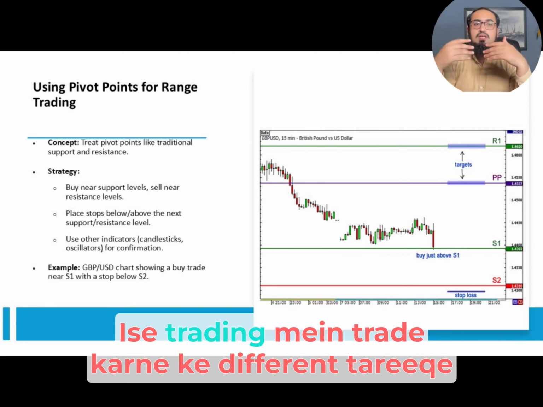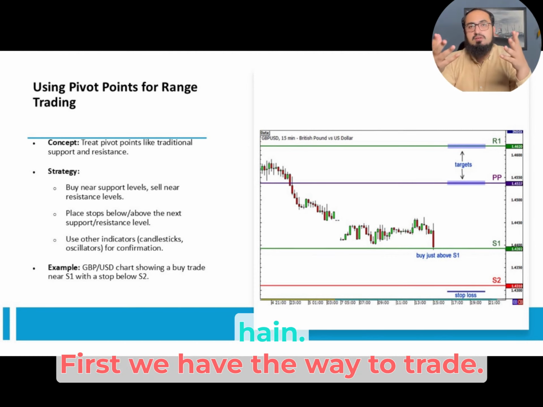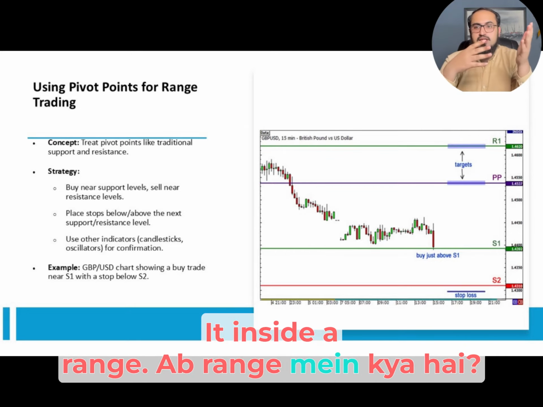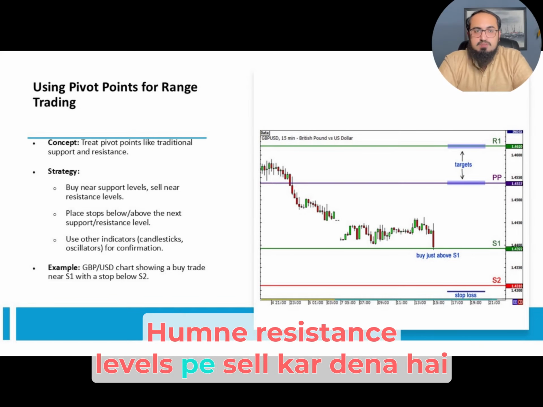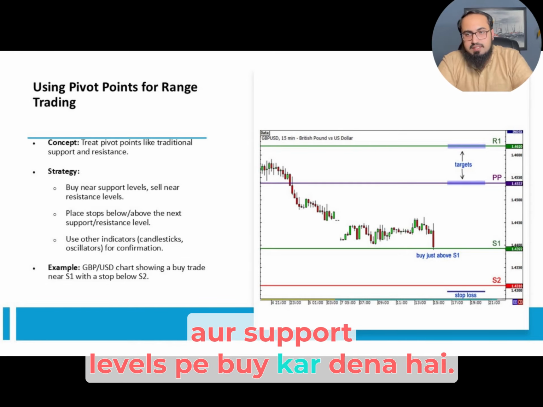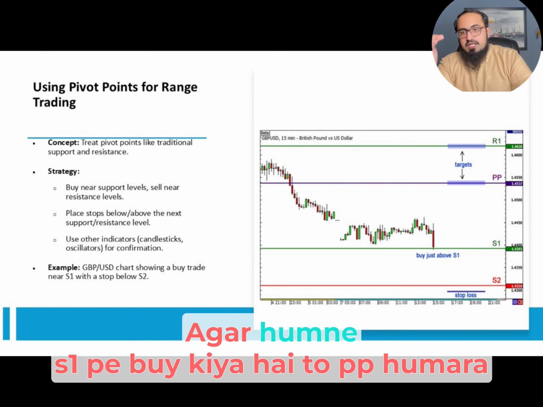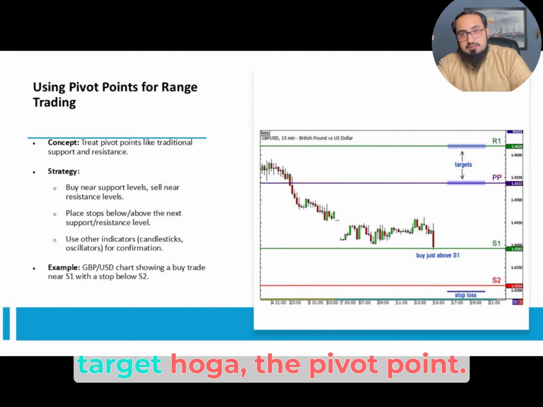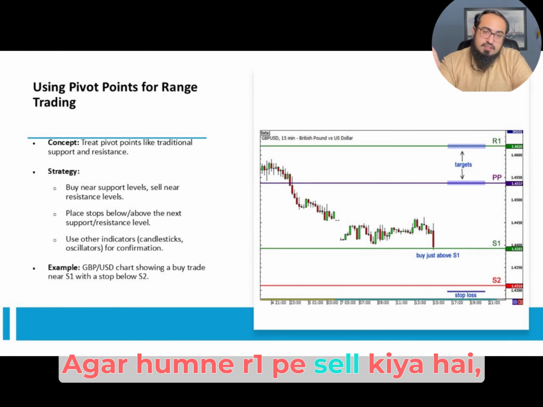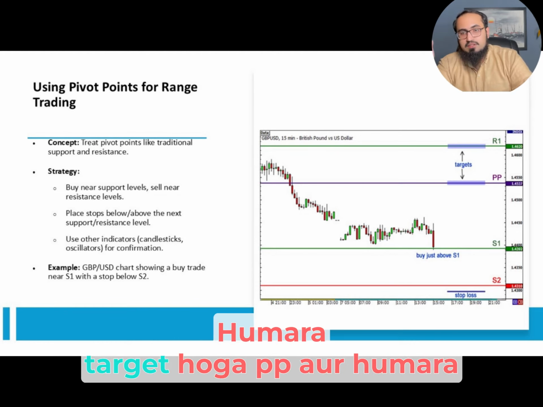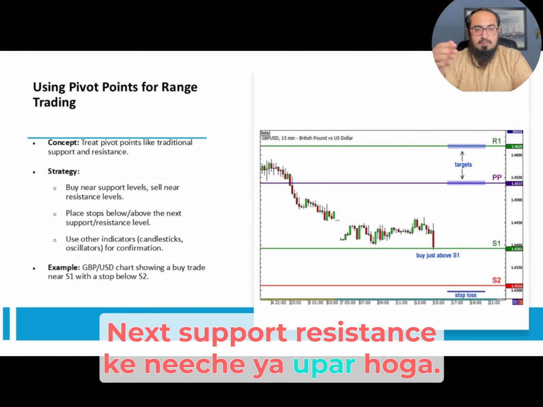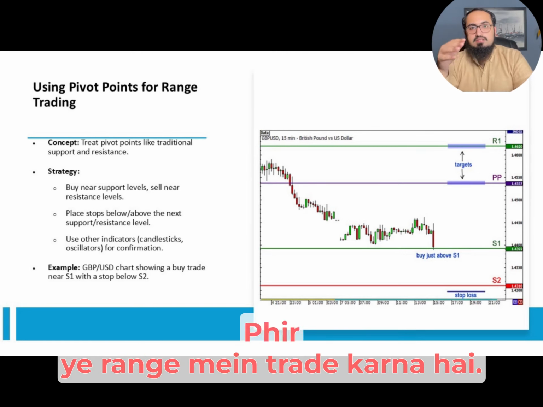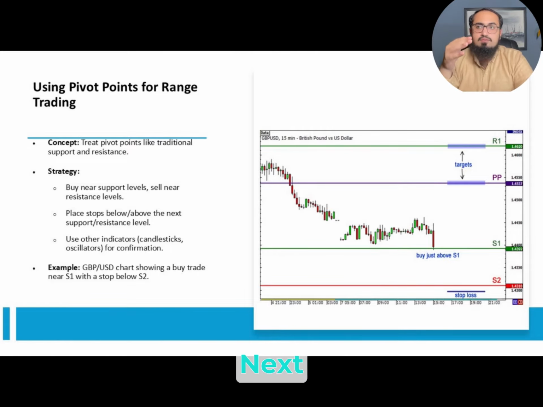So how do we use them in trading? There are different ways to trade. First, we have the way to trade inside a range. For example, we know the market is in a range. We have to sell at the resistance level and buy at the support level. What should the target be? If we bought at S1, then PP, the pivot point, will be our target. If we sold at R1, our target will be PP, and the stop loss will be at the next support or resistance, below or above. This is very easy to do. This is trading within the range.